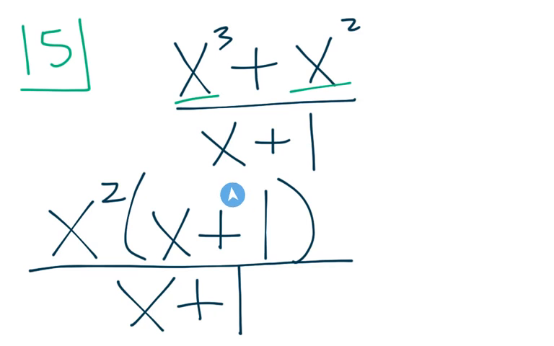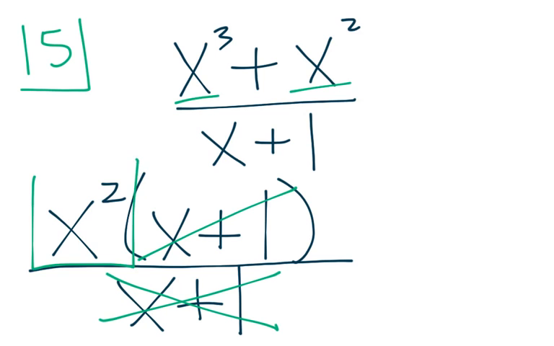So once again, this x plus 1 is the same as this x plus 1, which means we can cross these both out. Okay? And all we have left is this x squared. So our answer is x squared.